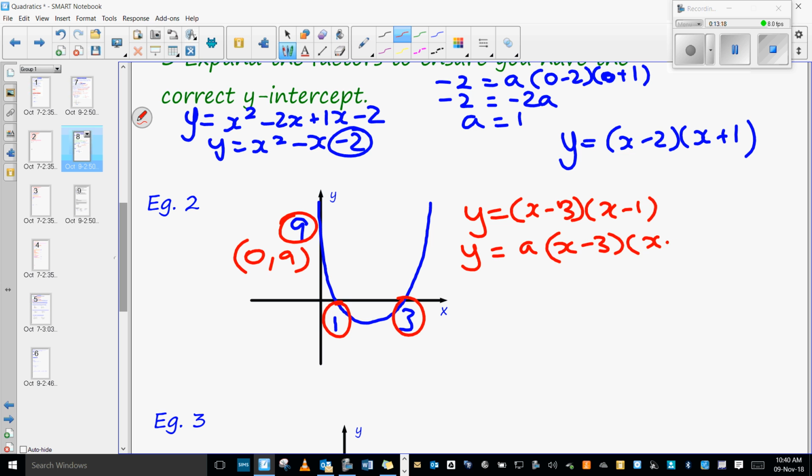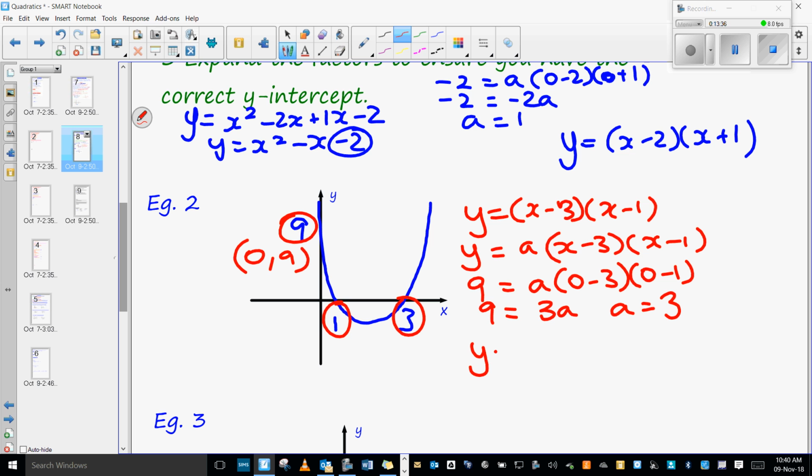So we know that 9 would be equal to a lots of 0 minus 3, 0 minus 1. So 9 equals 3a. So a is 3. Yeah. I lost you. So 0 taken away 3 is -3. 0 taken away 1 is -1. -1 multiplied by -3 is 3. Okay. So that's where the 3a is. I skipped a step, should have done, sorry. So that's -3.